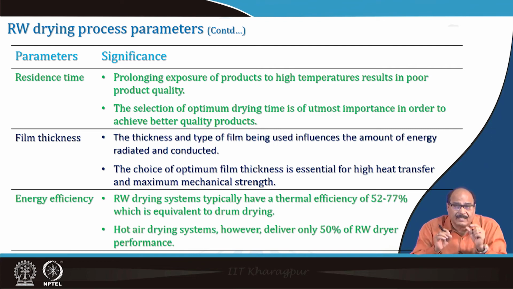The film thickness of the PET film being used influences the amount of energy radiated and conducted. So, the choice of the optimum thickness of the PET film is essential for high heat transfer and maximum mechanical strength. Then energy efficiency of the drying system: the refractance window drying system typically has a thermal efficiency of around 52 to 77%, which is equivalent to drum drying. A hot air drying system, however, delivers only 50% of the refractance window drying performance.